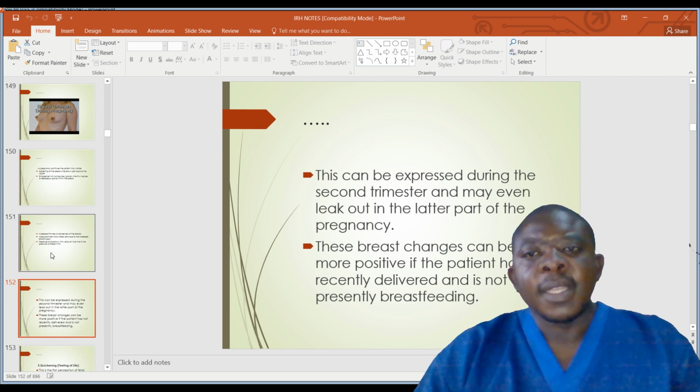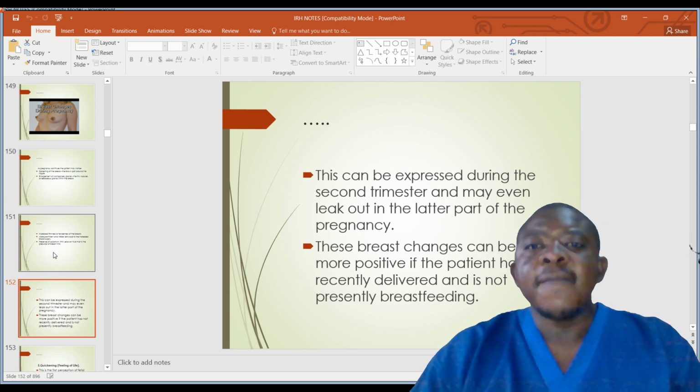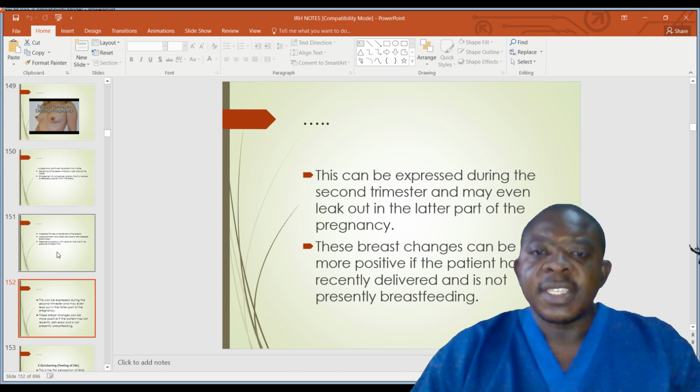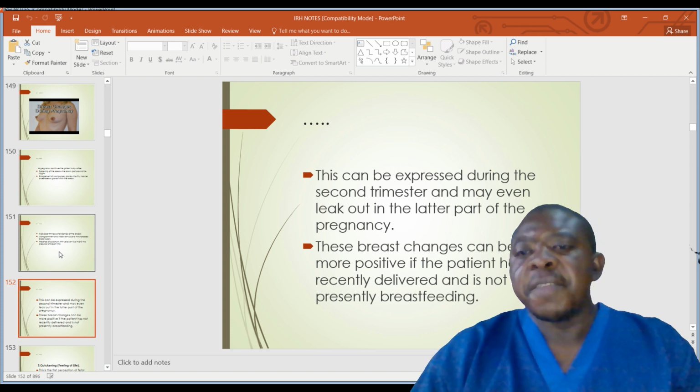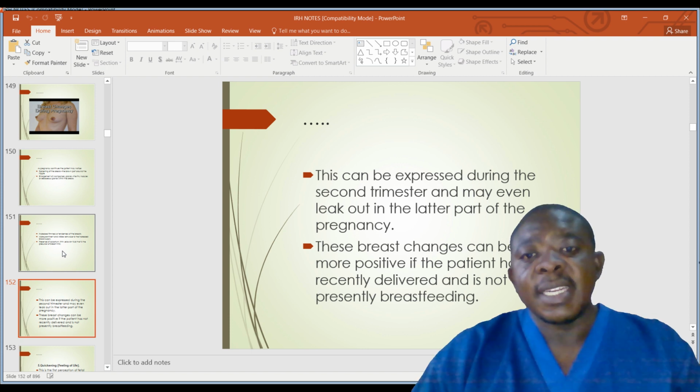This can be expressed during the second trimester and may even leak out in the latter part of pregnancy. These breast changes can be more positive if the patient has not recently delivered and is not presently breastfeeding.